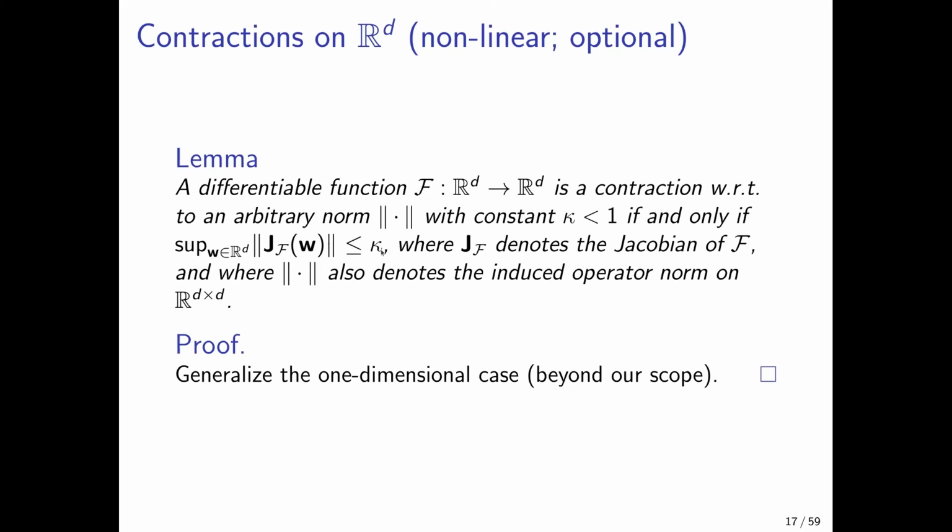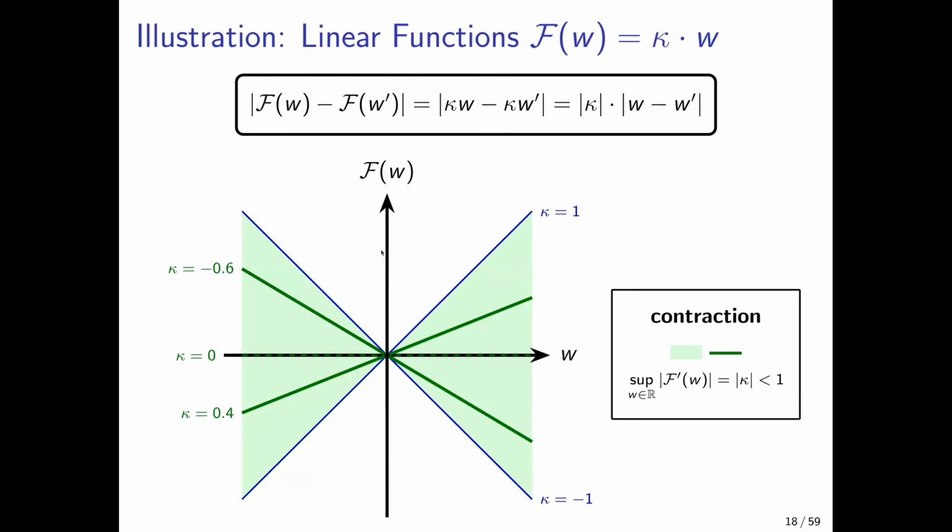So in case you have heard some lectures on multivariate calculus, including the Jacobian. Let's go back to something simpler. So like a very simple one-dimensional linear illustration of contractions. So let's consider this very simple linear function where we just map some w to kappa times w.